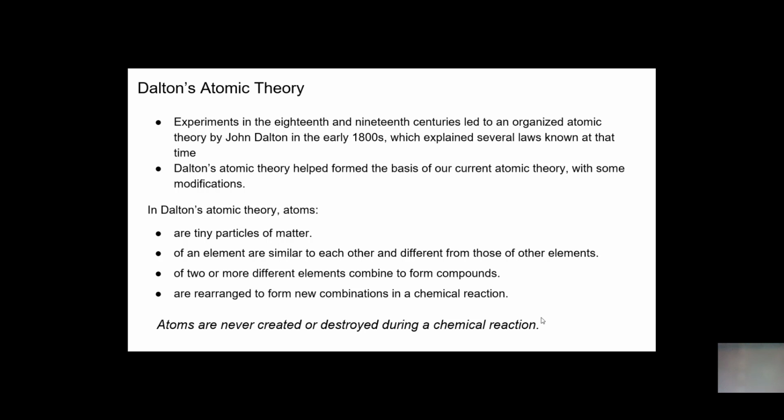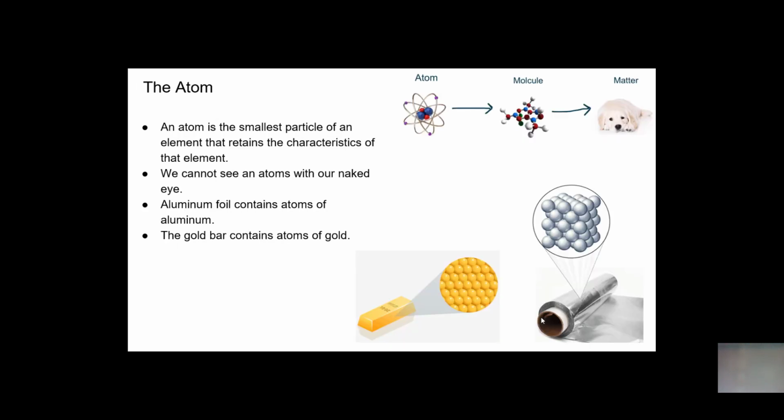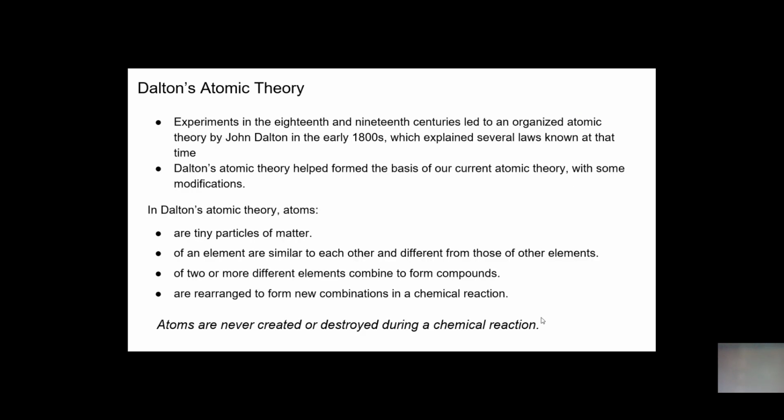Atoms of an element are similar to each other and different from those of other elements. So if we look back here, all the atoms that are gold atoms are all the same, and all the atoms for aluminum are all the same, but they are different from each other. That's how you know you have a gold atom and you have a silver atom. They are different from each other, but they are similar within their own element. That's what that means.